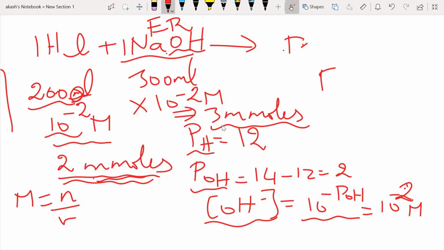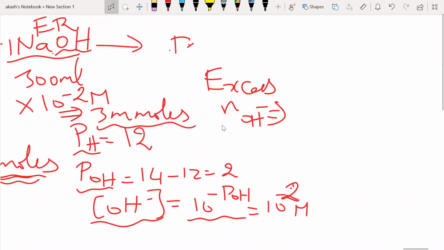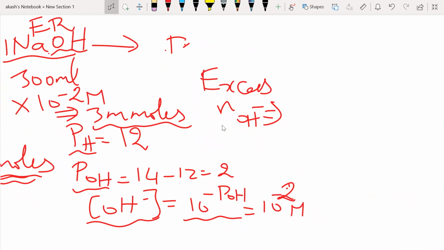Can I calculate what this excess OH minus number of moles is? Easy. How much will it be? Excess means what will be remaining even after the reaction. How much will be remaining? 1 millimole. Correct. So 2 millimoles would have reacted, and 1 millimole is left.